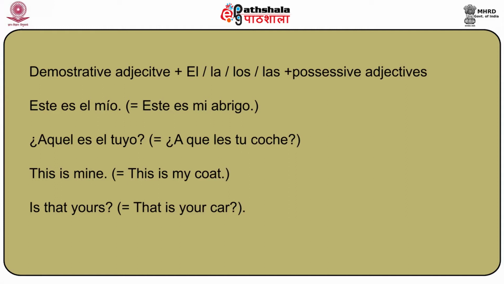Another example is aquel es el tuyo, which means aquel es tu coche. In the earlier sentence, el tuyo takes up the place for tu coche. In English, este es el mío translates as this is mine, and este es mi abrigo is this is my coat. Similarly, aquel es el tuyo means is that yours, and aquel es tu coche, is that your car?